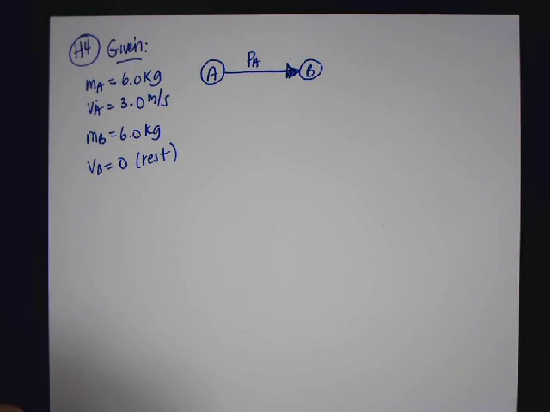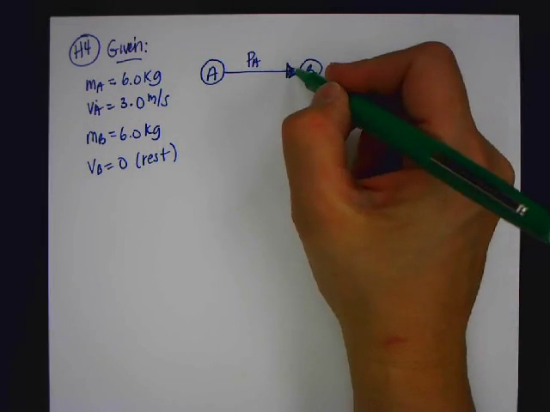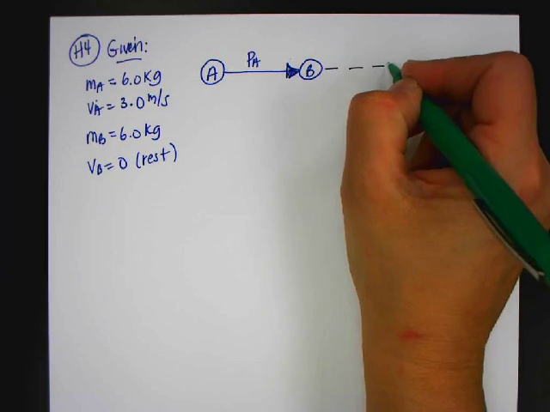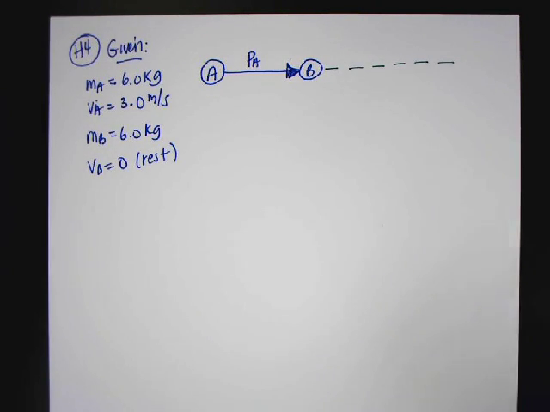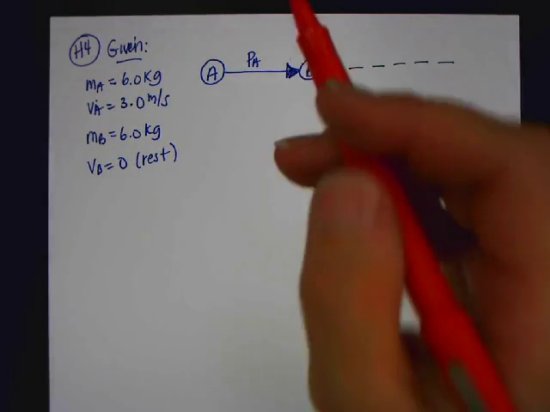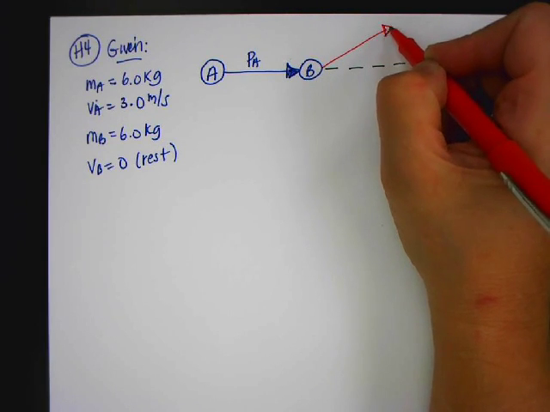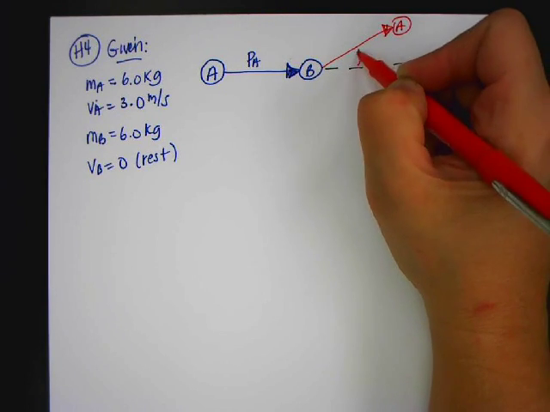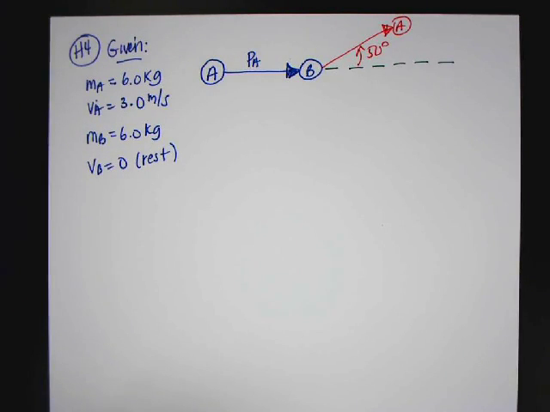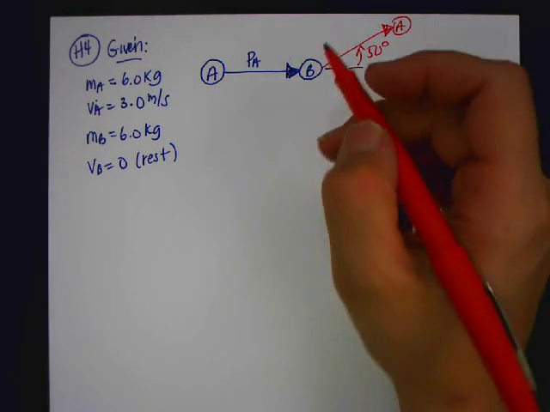After the collision, A moves off in a direction 50 degrees to the left of its original direction. So what I'm going to do is the original direction of ball A is my frame of reference. So I'm just going to draw a dashed line to represent my frame of reference. So if this is its original direction, now it's going to go this way, 50 degrees to the left. Ball B moves off in a direction 40 degrees to the right of ball A's original direction.